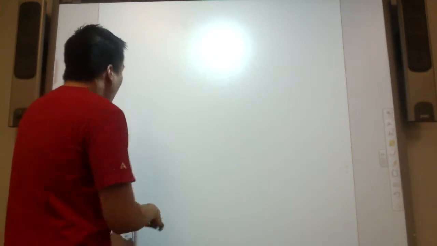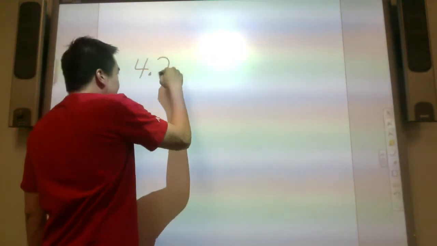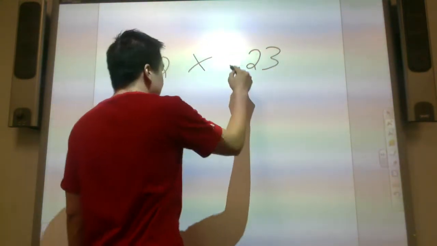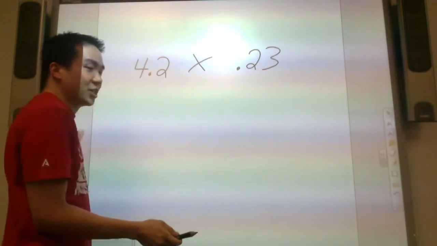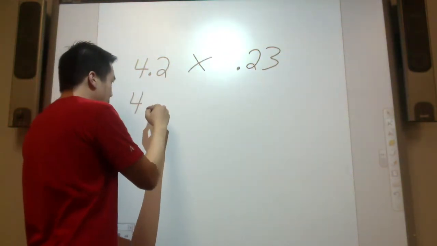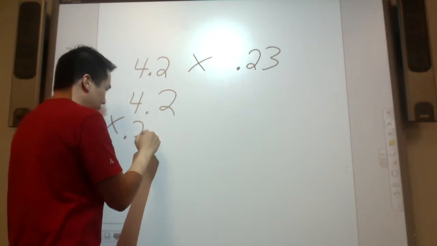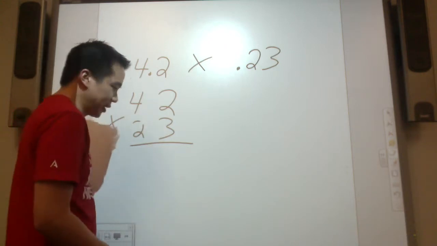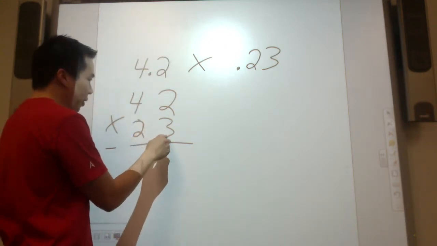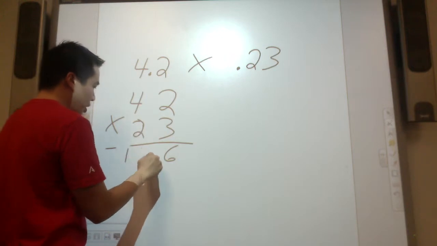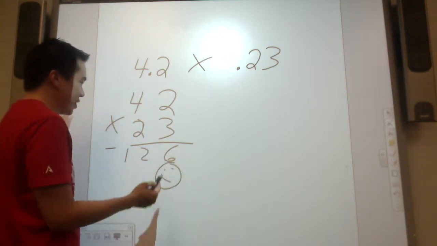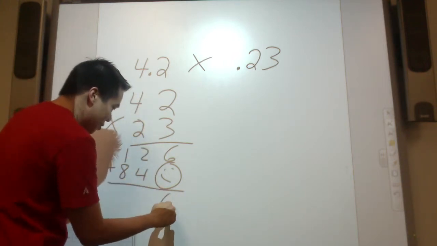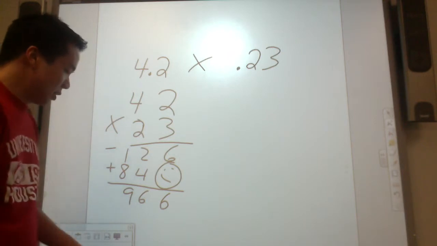Let's try this one. 4 and 2/10 times 23 hundredths. So, if you're going to do it the traditional way, you multiply 4 and 2/10 times 23 hundredths. Imagine that the decimal points are not here so you don't get confused. And let's just multiply normally. 3 times 2 is 6. 3 times 4 is 12. Placeholder. I draw a smiley face because I need friends. 2 times 2 is 4. 2 times 4 is 8. It adds up to 966.